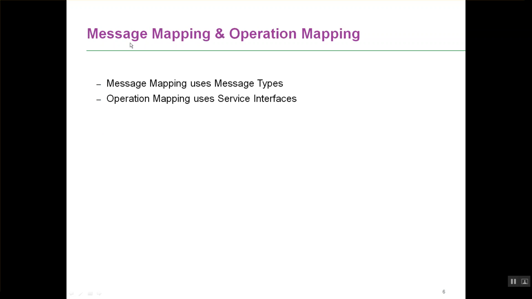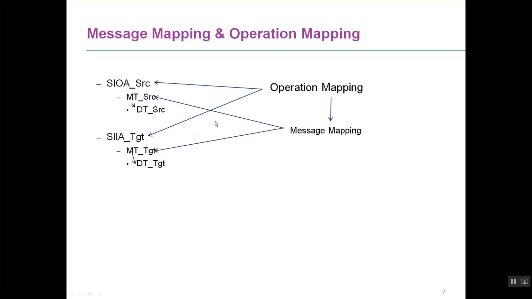Okay, and then you would define a message mapping and an operation mapping. The message mapping uses message types and an operation mapping uses service interfaces. Do not worry, this picture will make it all clear for you. We've defined two service interfaces: SI_OA source, which in turn uses the message type, which uses the data type. You have service interface inbound asynchronous target. This uses the message type target, and the message type in turn uses the data type target.